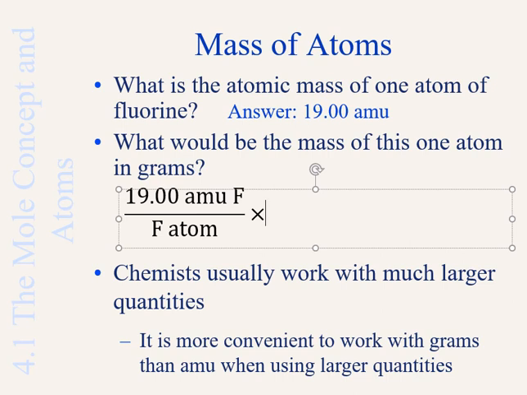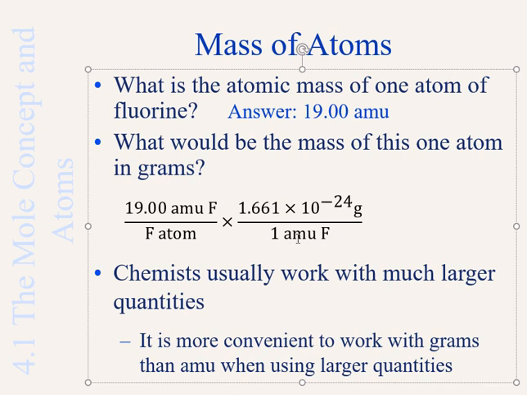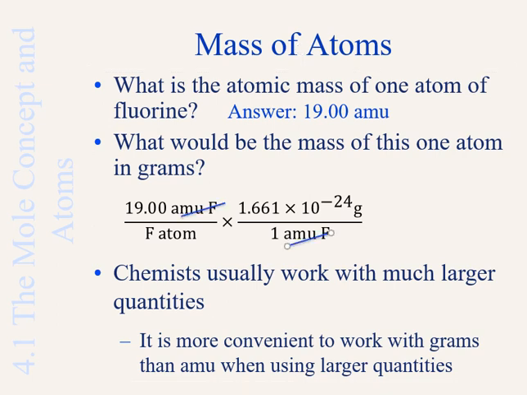Now we will multiply it with our relationship from the previous slide, where we saw that 1 AMU equals 1.661 times 10 to the negative 24 grams. Now notice how the 1.661 times 10 to the negative 24 grams is in the numerator. Why? Because we want the AMU of fluorine to cancel out on both sides, so we put it in this order. AMU of F and AMU of F both cancel out, and then what remains? What are the units that remain? Grams divided by atoms of fluorine.